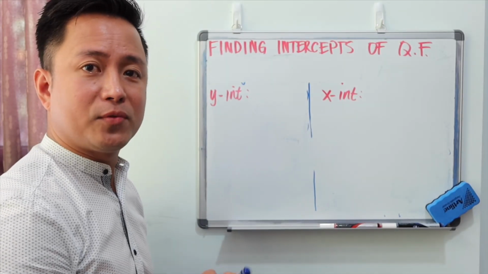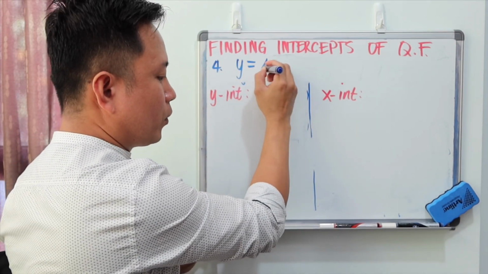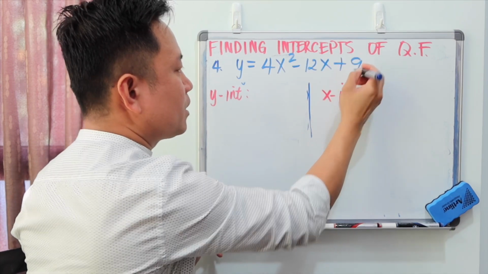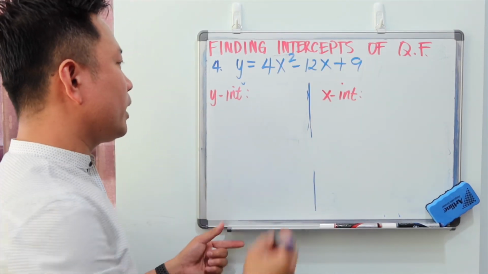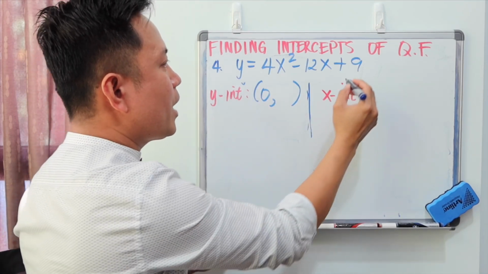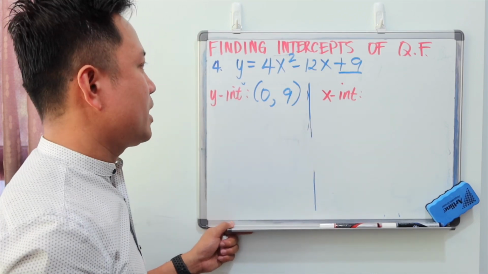Now example number 4. We have y is equal to 4x squared minus 12x plus 9. The same thing, we know that the y-intercept will always be 0, comma, your c value, and our c value here is 9. So the y-intercept is 0, 9.